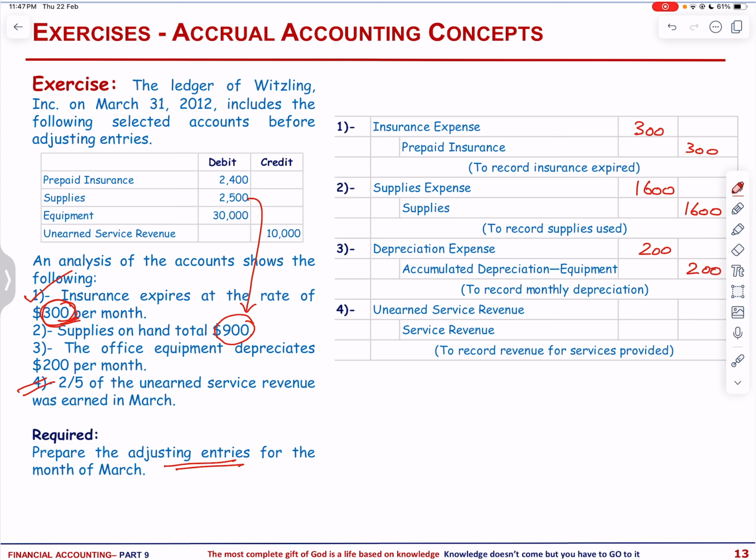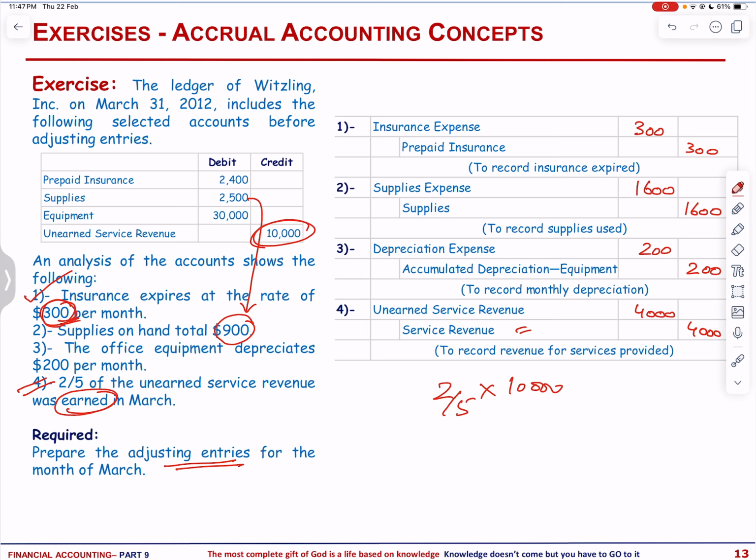And finally, 2/5 of the unearned service revenue was earned, and when it is earned, it is service revenue. 2/5, that means 2/5 of unearned service revenue, that is 10,000, and this will be equal to 4,000.